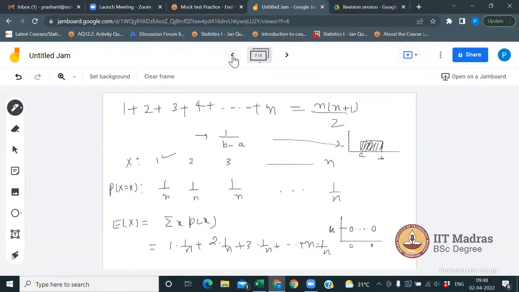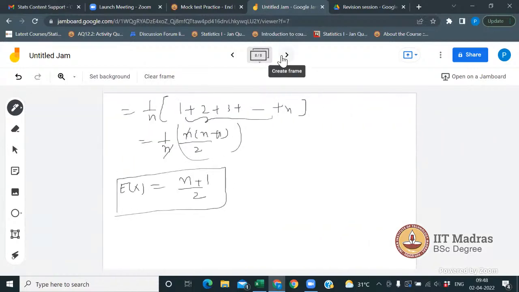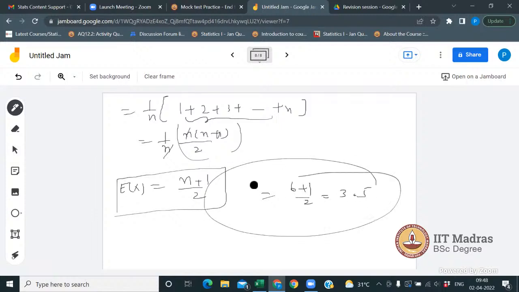Like suppose you roll a die. Then you can get the value 1, 2, 3, 4, 5, 6. What is the probability of getting 1? 1 by 6. 1 by 6 for getting 2. 1 by 6 for getting 3. Suppose I say find the expectation, then you will directly calculate 6 plus 1 by 2, that is 3.5.